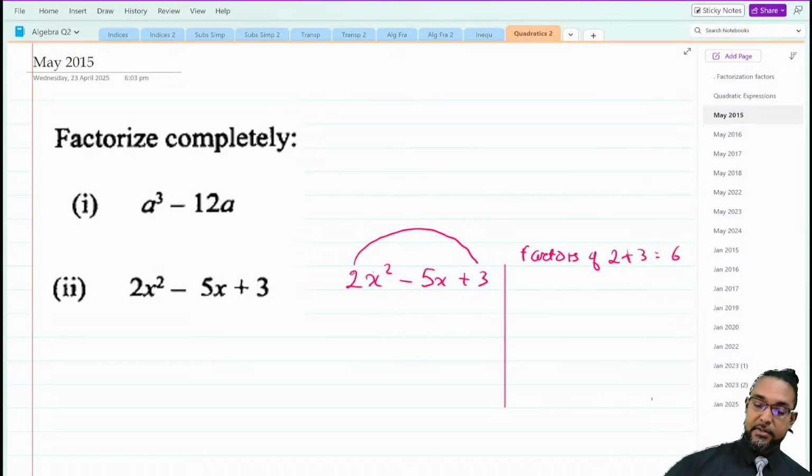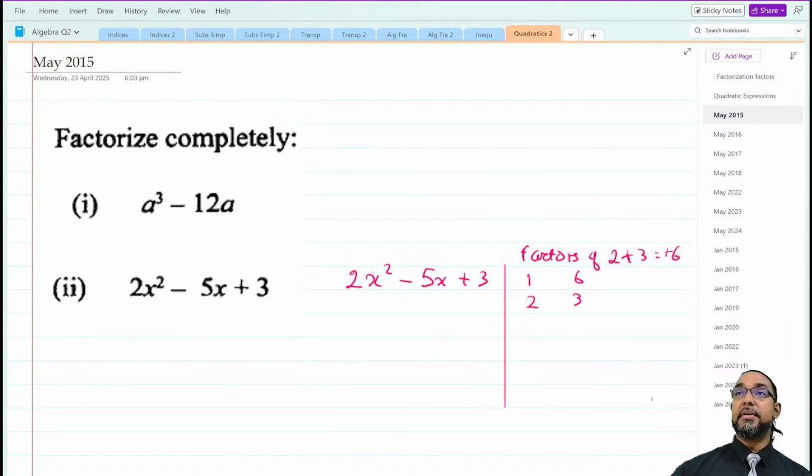So what are the factors of 6? 1 by 6, and of course, 2 by 3. But we're looking for the pair that when we add it together will give us back minus 5, right? Now, we said earlier, when you have a positive product, it means the factors have the same sign, either both positive or both negative. And how to know which to use is to look at the sign in the middle term. Whatever sign that has, in this case, the factors will have the same sign.